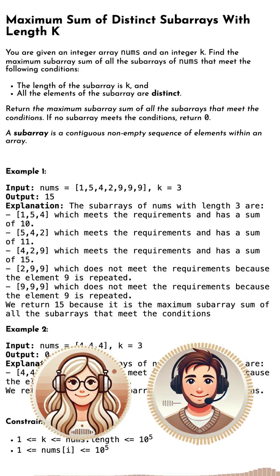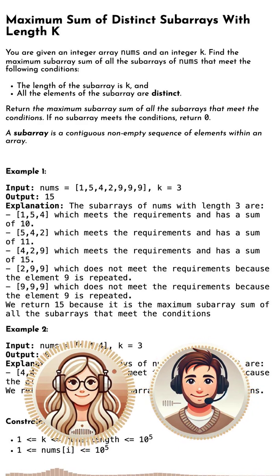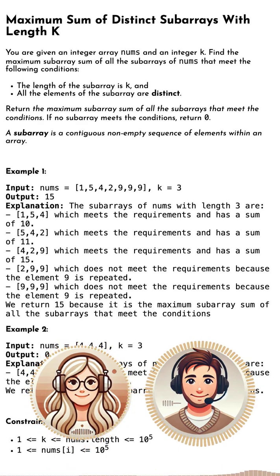Basically, you get an array of numbers, and you have to find a subarray, which is a chunk of consecutive numbers within that array. But there's a catch. There are two specific rules it has to follow. First, you need to find a subarray with a length of k. K is a specific size that's given to you in the problem, the target length.